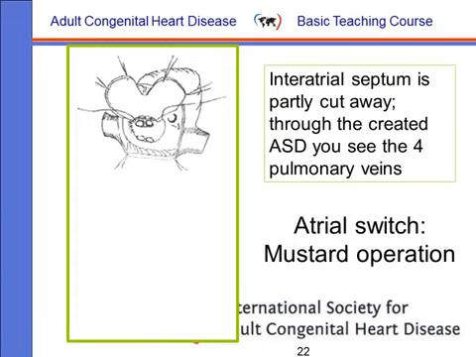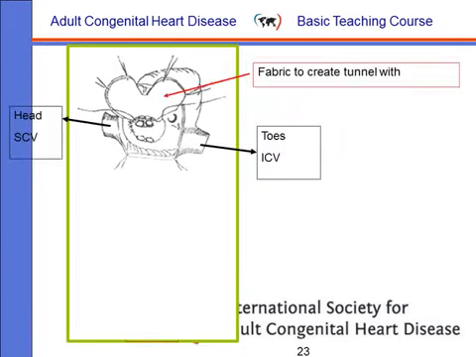So you're standing on the right side of the heart and looking into the heart through the opened right atrium, and you see here that a part of the interatrial septum is cut away because you can see the pulmonary veins. Indicated with the red arrow is the fabric already sutured there by the surgeon, the fabric to create the tunnels with.